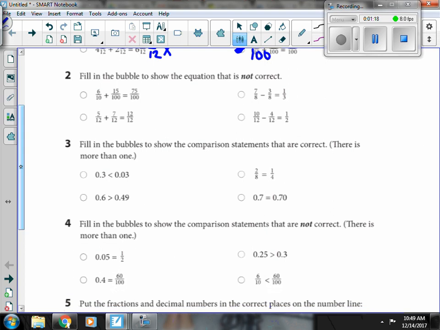Number 2, fill in the bubble to show which is not correct. The first one, I need to change that to 60/100 plus 15/100 is 75/100. That one is correct. The next one, 5/12 plus 7/12. Well, 5 plus 7 is 12, so that one is correct. 7/8 minus 3/8. Well, 7 minus 3 is 4/8, which is not the same thing as 1/3, so that one is not correct. So I will mark that one. And just to double check, 10/12 minus 4/12 is 6/12, which is the same as 1/2, so that one is correct.